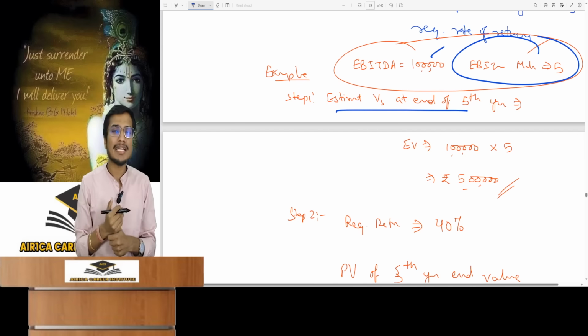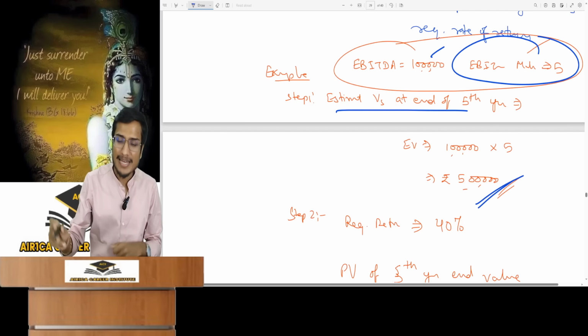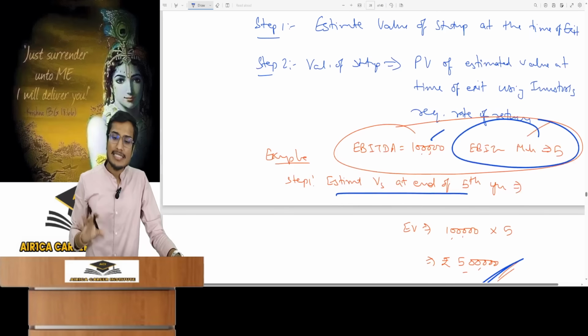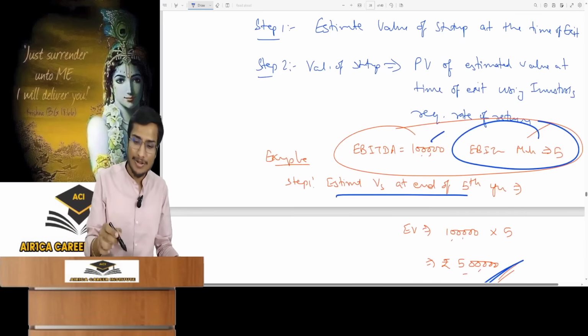Say the multiple is 5, okay? The EBITDA is 1 lakh after 5 years. The startup's value after 5 years will be 5 lakh. You found the exit value. While estimated practically for exams, it's provided.